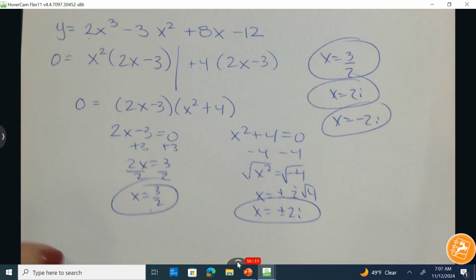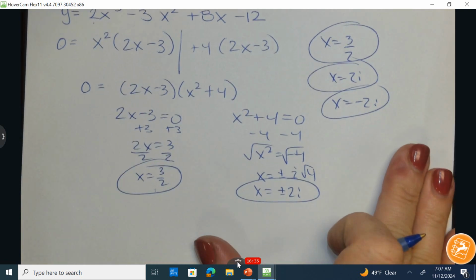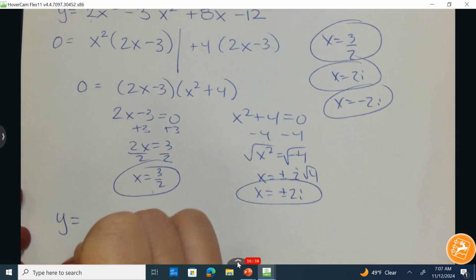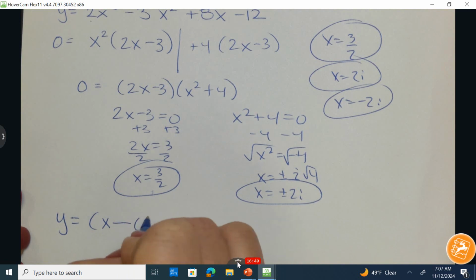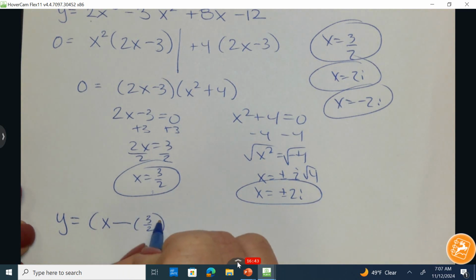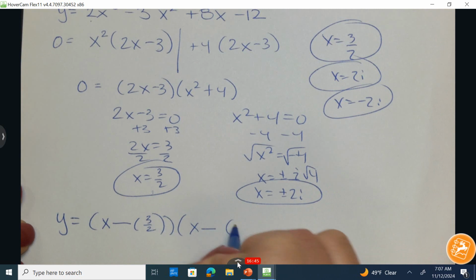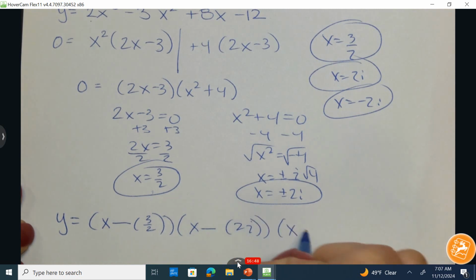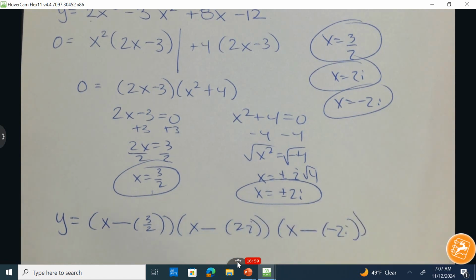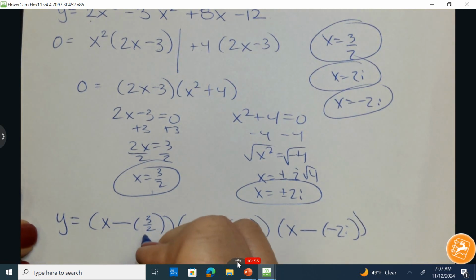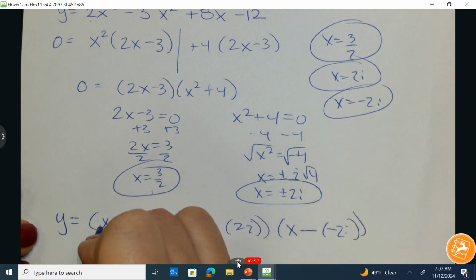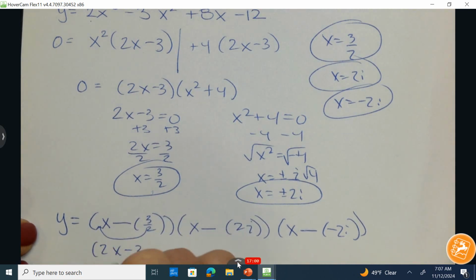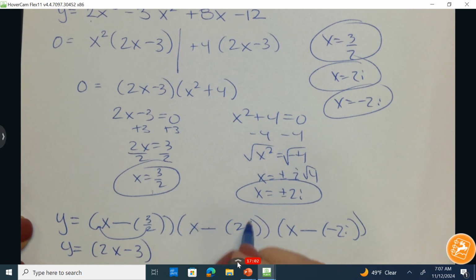Now, how do I write this as a product of linear factors? y equals x subtract 3/2. We're going to come back to that in a second. x minus 2i, x minus negative 2i. Okay, in this position, 3/2 cannot be reduced. We're going to take that bottom number, not the smaller number, the larger number, the denominator, and we're going to push it up. So 2x minus 3 and x minus 2i, two negatives make a positive, x plus 2i.